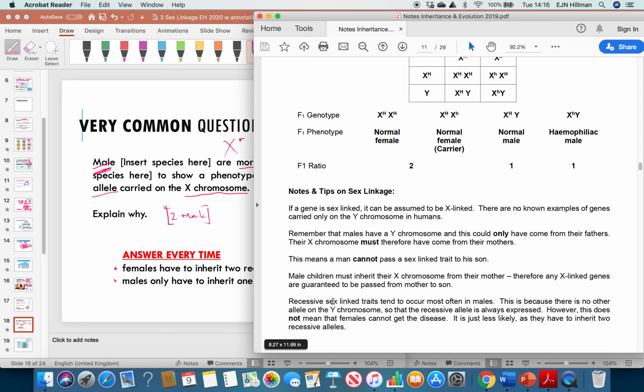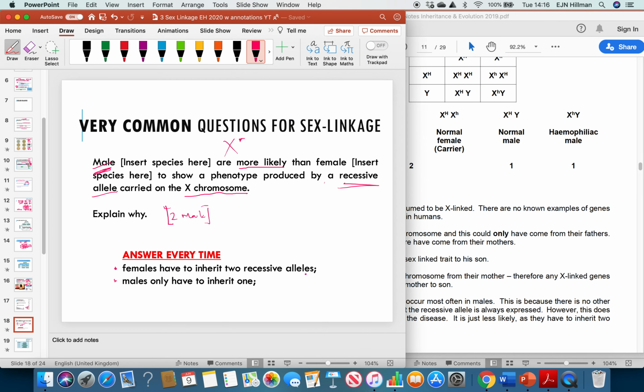We've just mentioned this. Recessive sex-linked traits tend to be most common in males. This is because there is no other allele on the Y chromosome, so the recessive allele is always expressed. Females can show that recessive phenotype, but they would have to inherit two recessive alleles. Females have to inherit two recessive alleles, males only have to inherit one.